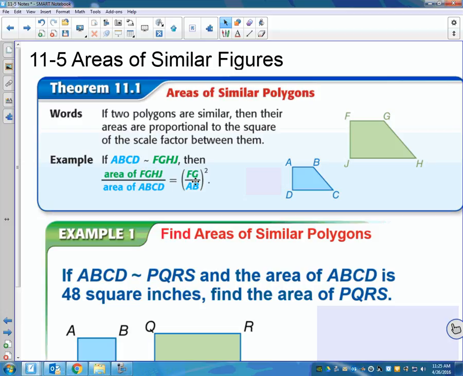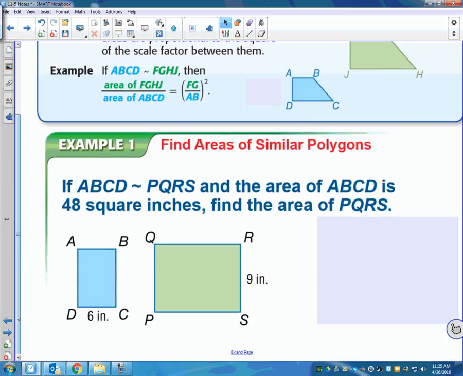So remember that a scale factor is just the ratio of two corresponding sides. So they said FG over AB, but that could be FJ over AD, right? We feel good about similar things. Do I need to review that? All right, let's just jump in here. Yes.